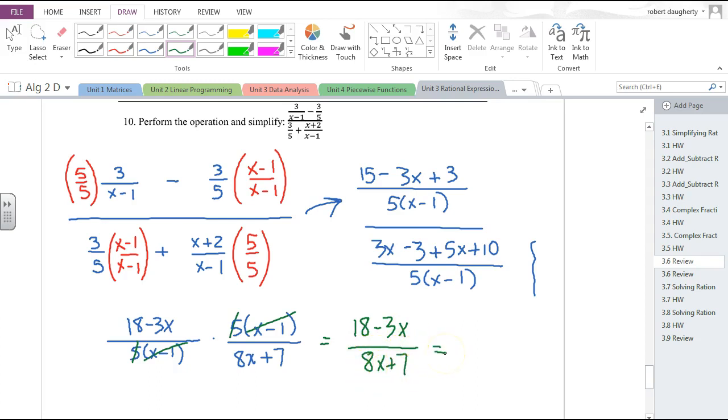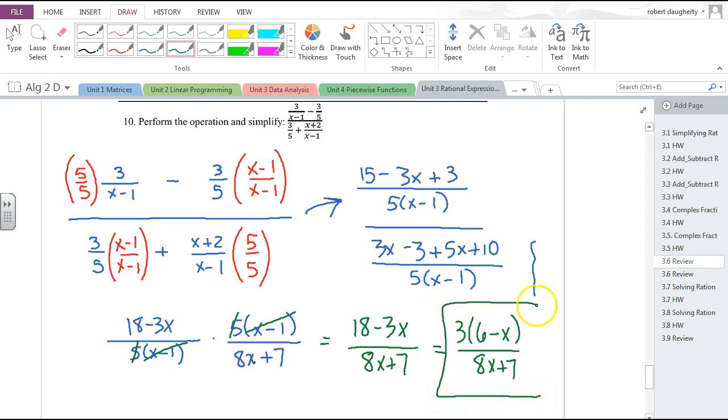That's a perfectly good answer. I can factor the numerator. It's really not going to make a substantial difference, because if I factor out a 3, I'm going to get 3 times 6 minus x over 8x plus 7. Either way, there's no further simplification that can happen. So either one of those answers would have been good for a final answer.